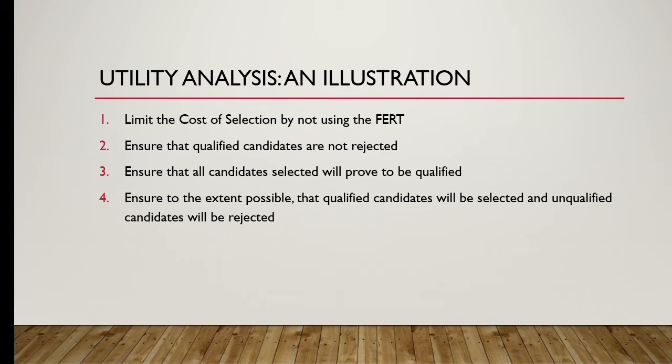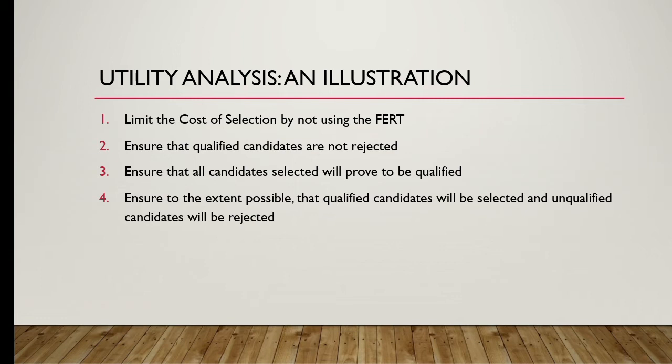Second, ensure that qualified candidates are not rejected. In order to accomplish this goal, set a FERT cut score that ensures that no one who is rejected by the cut would have been deemed qualified at the end of the probationary period. Stated another way, set a cut score that yields the lowest false negative rate. The emphasis in such a scenario is on weeding out the worst applicants, that is, those who will definitely be deemed unqualified at the end of the probationary period.